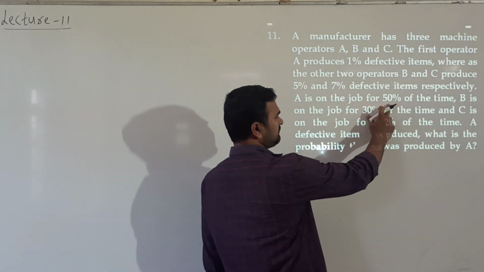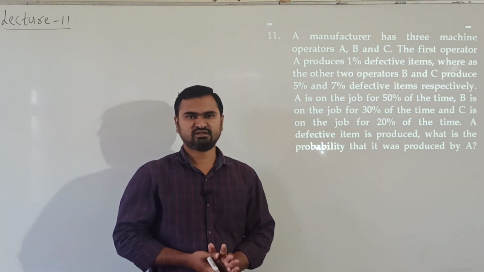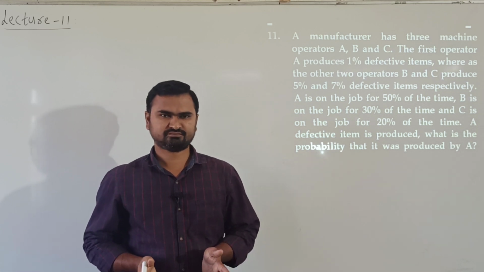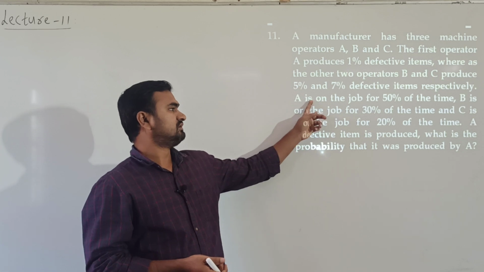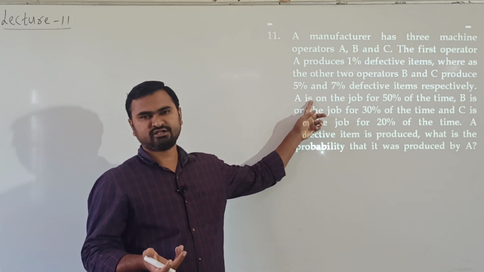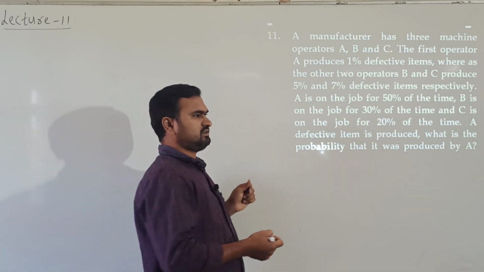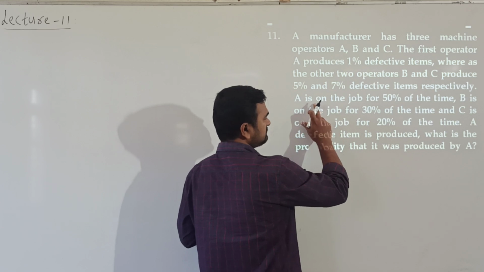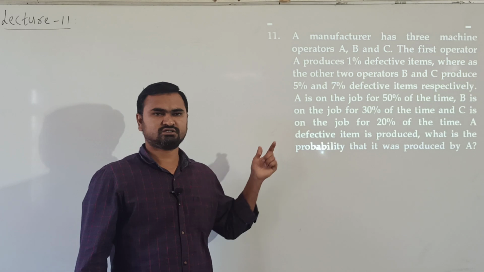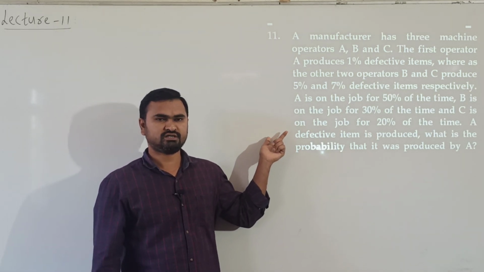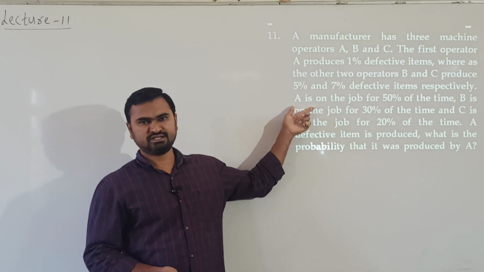A is on the job for 50% of time. Now these machines A, B and C are not operated for equal time. If they are operated for equal time, what is the probability of A is on the job? Then it is 1 by 3, 1 by 3, 1 by 3 for A, B, C. But they are not operating for the same time. So A is on the job for 50% of time. So the probability of A on the job is 1 by 2.